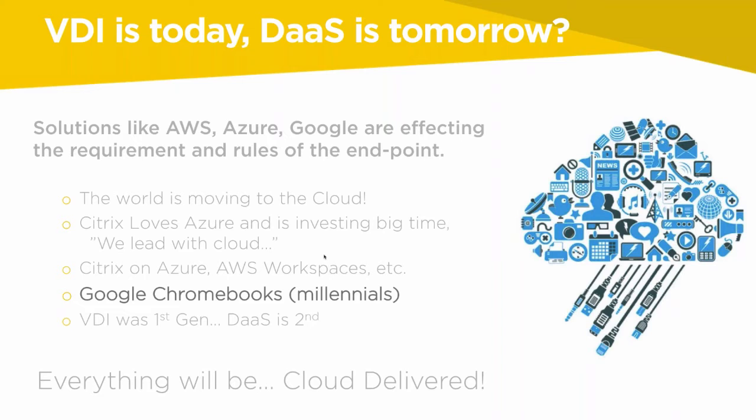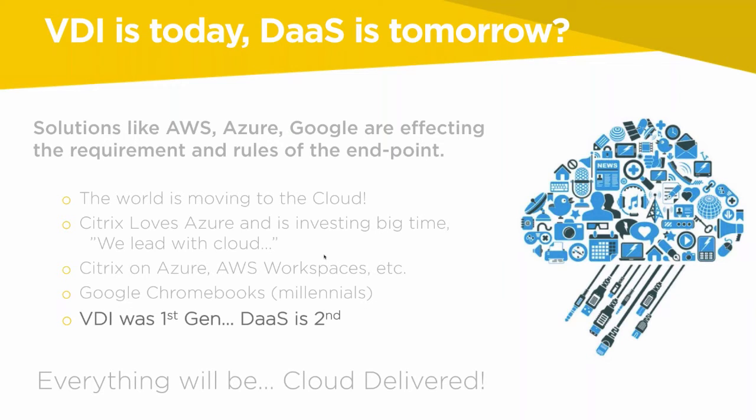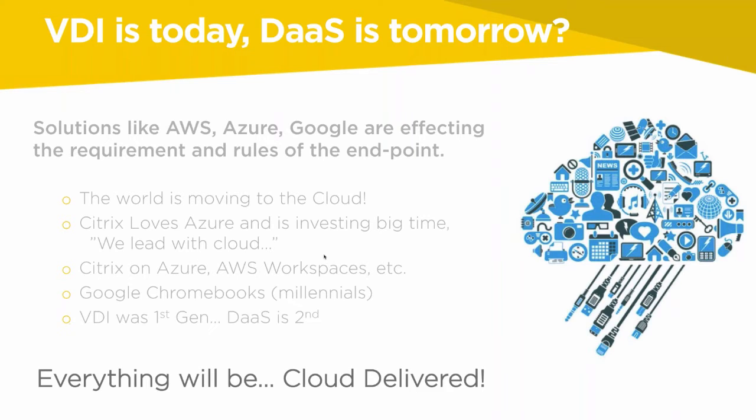So they love those Chromebooks. They love their iPads. They can work off of these devices. We need to be able to manage these devices. We need to be able to give them an enterprise secure experience with these devices. So VDI was really first generation, and DaaS is really the second generation of the better way to compute. Everything will be cloud delivered, whether we like it or not, and I think we should like it.